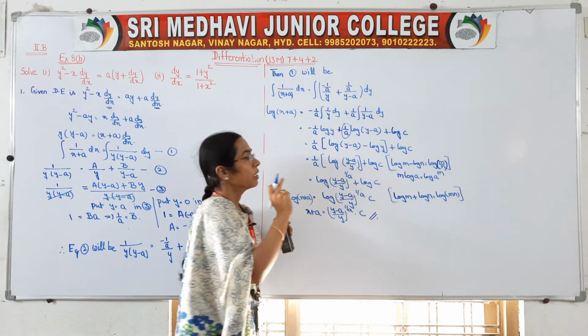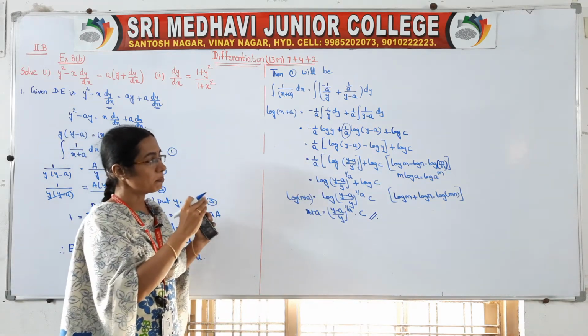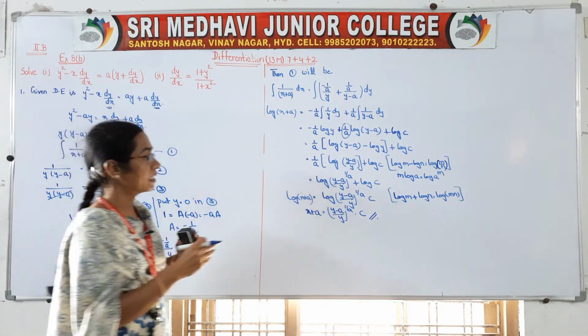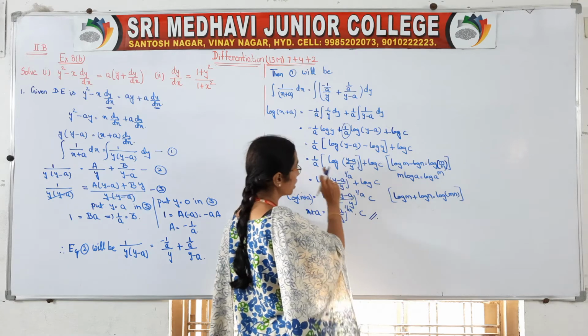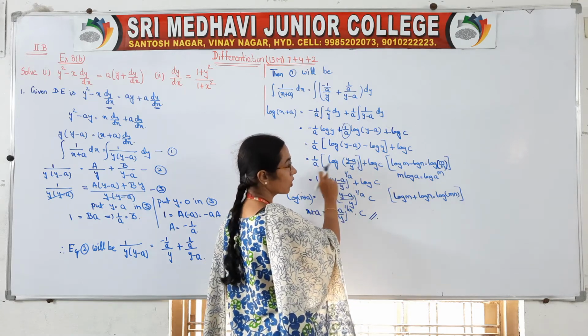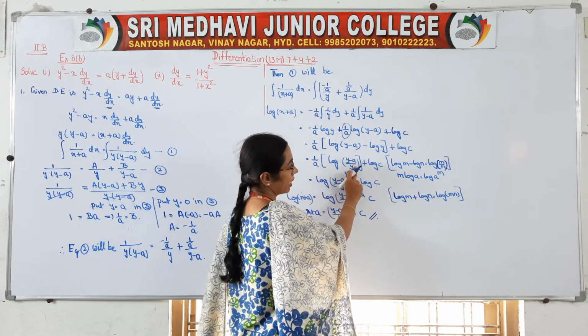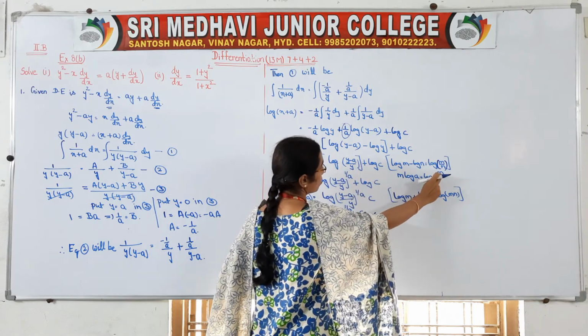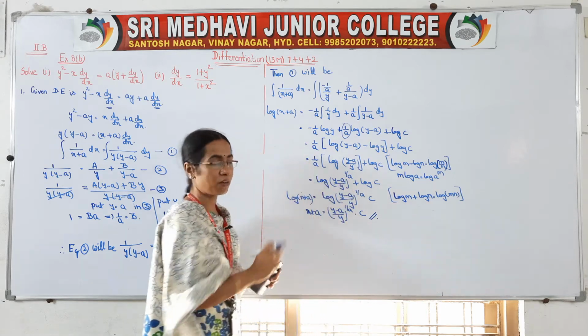Then, if it is of the form log m plus log n, log m plus log n is log m into n. Before that, we also have the m log a form. m log a can be taken as log a to the power of m. So we have taken the log a to the power of m form.